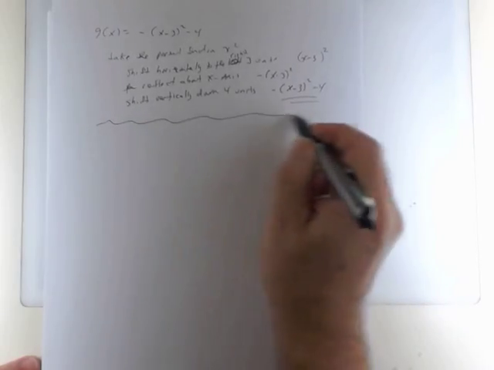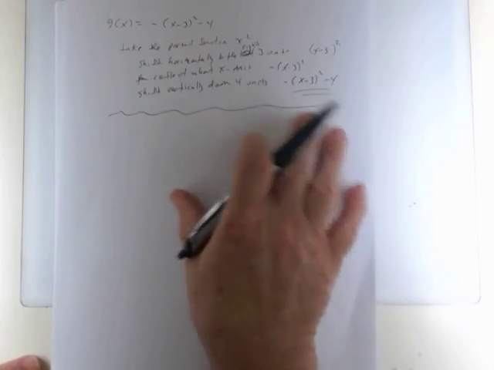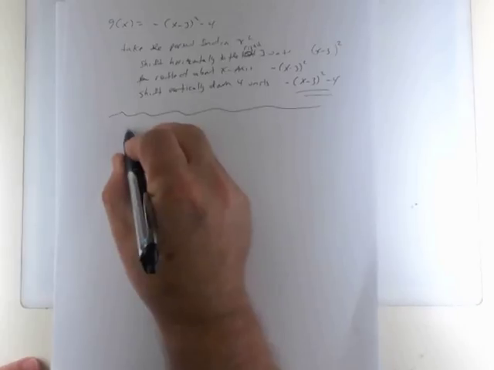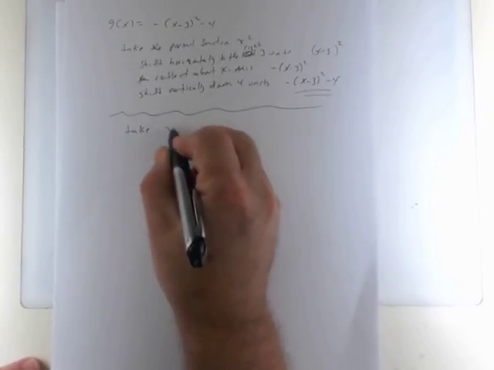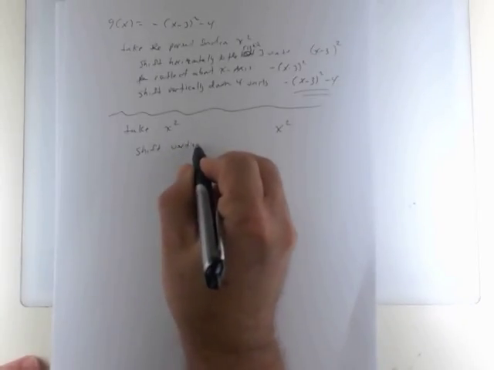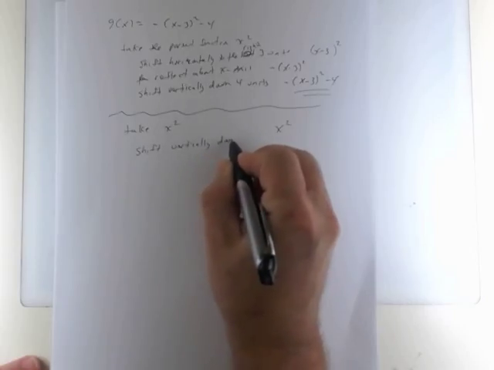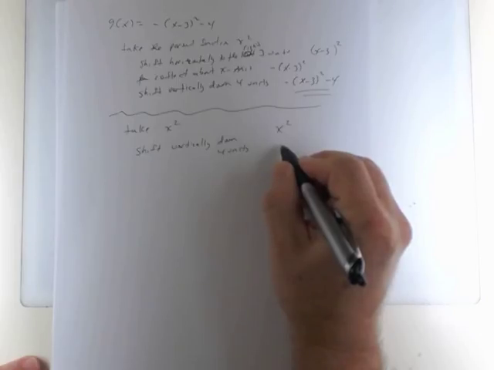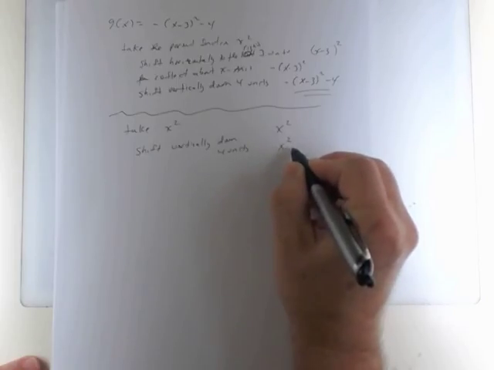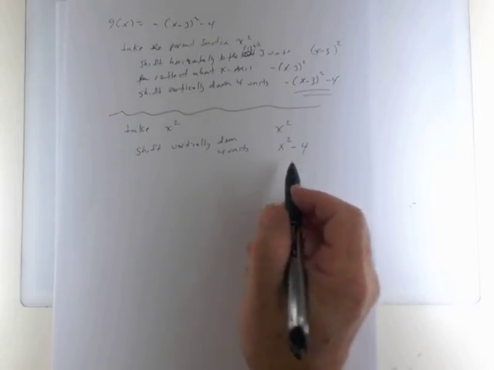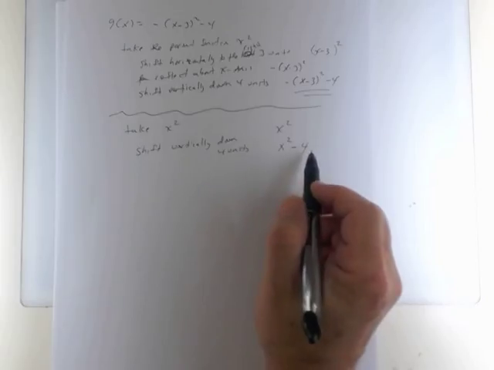Now, what if someone did this? So I want to see if what we're about to do is going to be the same as this one. So what if someone said this? Take x squared. Okay, so here's x squared. And I shift vertically down 4 units. What does that become? X squared minus 4. That's what it becomes. Shift vertically down. Remember, when you shift vertically up or down, the number's on the outside.